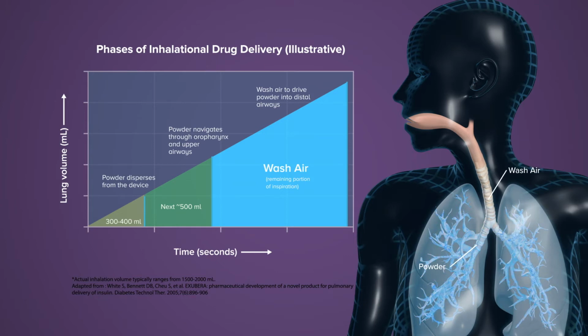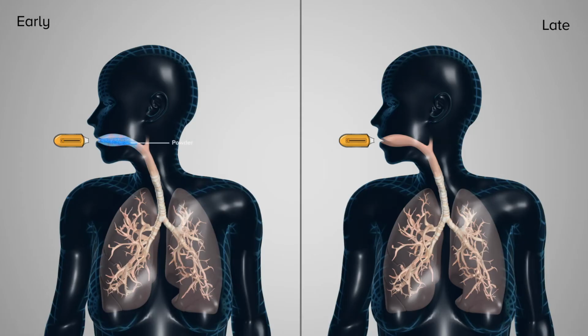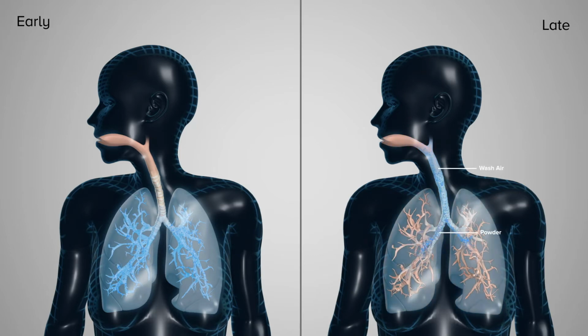In low-flow, high-resistance devices, the energy generated from airflow is directed at disaggregating and/or fluidizing the dry powder and emptying the cartridge or capsule. Ideally, powder is dispersed early in the inspiration, leaving more wash air to drive the powder deep into the small distal airways near the site of disease. By contrast, a device that disperses powder later in the inspiration will leave less wash air. These particles may deposit into the oropharynx and upper airways.